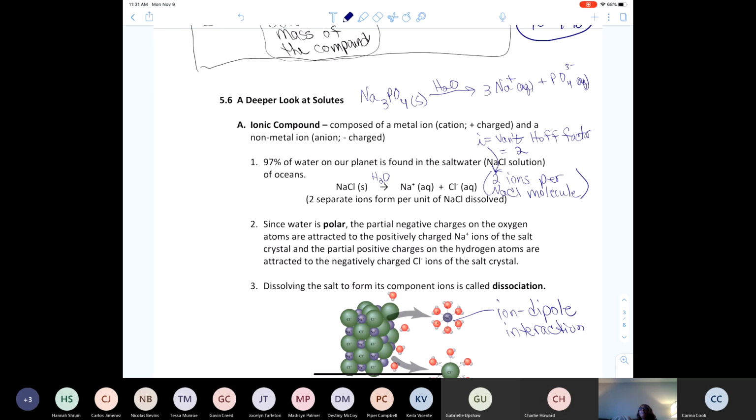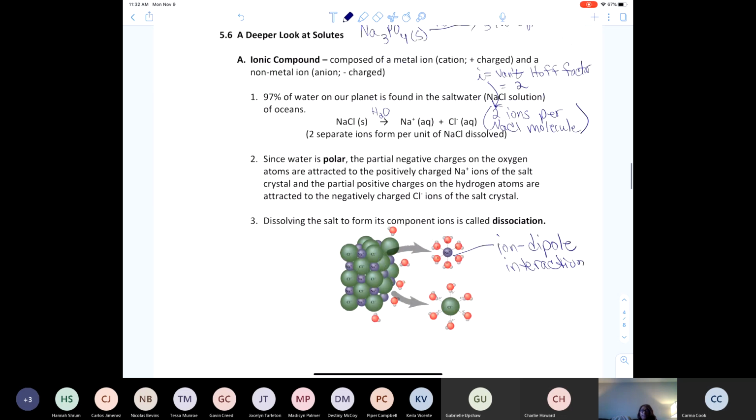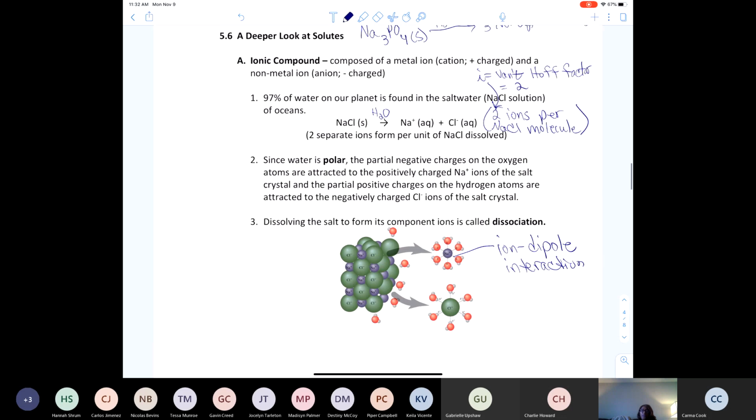And so taking a deeper look at solutes, solutes can either be electrolytes or non-electrolytes. Ionic compounds are electrolytes, and they are popular solutes that exist in solutions. So when a salt like sodium chloride is placed in water, it will dissociate into its individual ions. Sodium chloride is composed of a sodium ion and a chloride ion. So for every molecule of salt, NaCl, that dissolves in water, you get 2 separate ions per molecule.